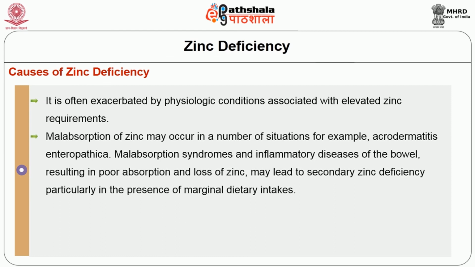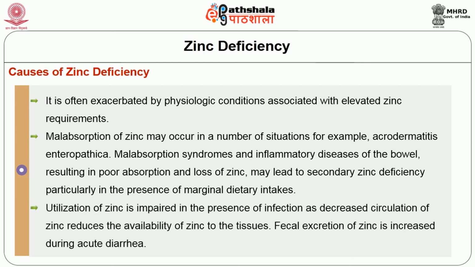Malabsorption of zinc may occur in a number of situations, for example, acrodermatitis enteropathica, malabsorption syndromes, and inflammatory diseases of the bowel, resulting in poor absorption and loss of zinc. This may lead to secondary zinc deficiency, particularly in the presence of marginal dietary intake. Utilization of zinc is impaired in the presence of infection, as decreased circulation of zinc reduces the availability of zinc to the tissues. Fecal excretion of zinc is increased during acute diarrhea.